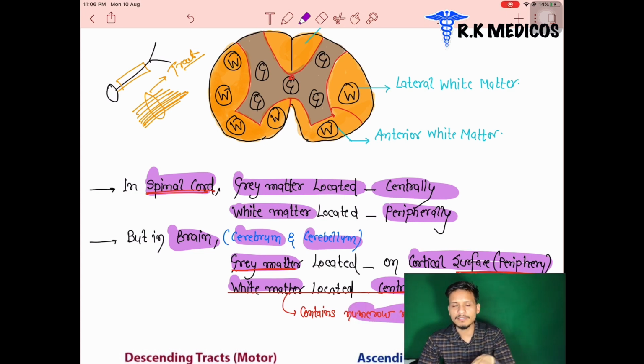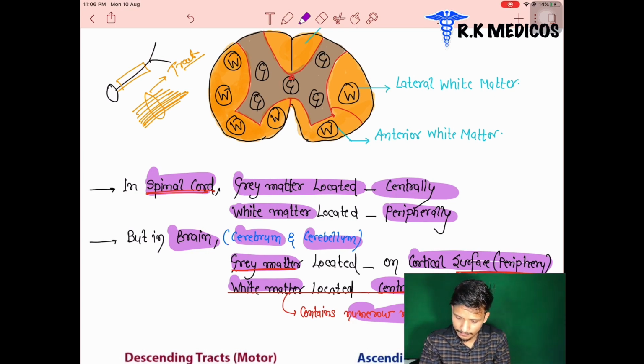In the white matter, suppose there are several nuclei also present. What are nuclei? The collection of cell bodies in the central nervous system surrounded by white matter is called nuclei. It's so simple. The nuclei are basically surrounded by white matter. So it's easy for you to understand here.